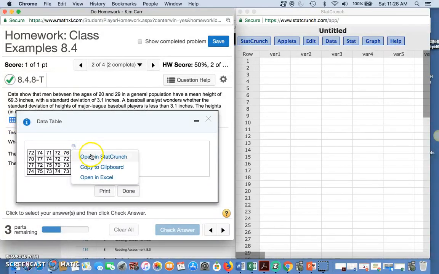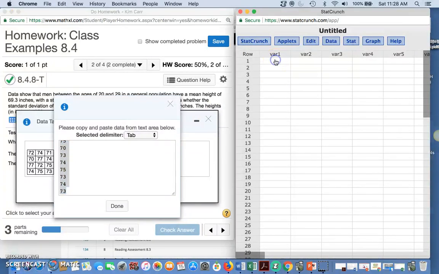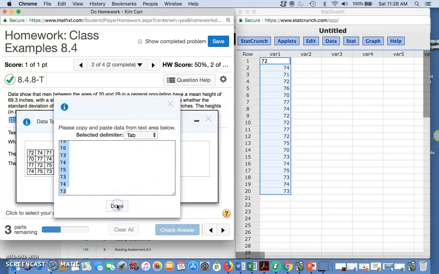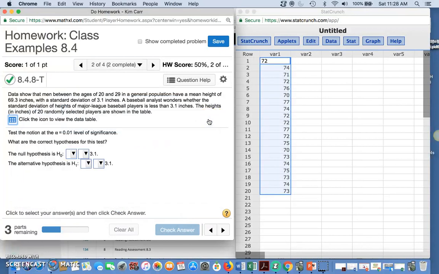This is homework, so you could go directly into StatCrunch, or if we were on a test or quiz, we could copy it to the clipboard and then hit Control-C, go into your StatCrunch table, and hit Control-V. Okay, so now we've transferred it. It's all there. So let's finish the problem.